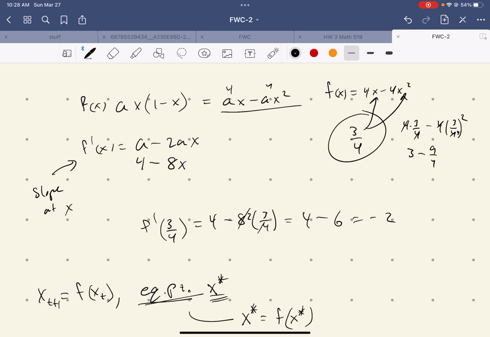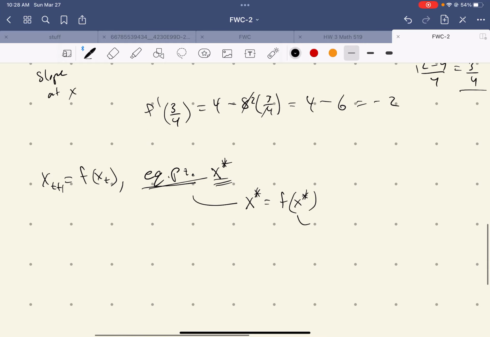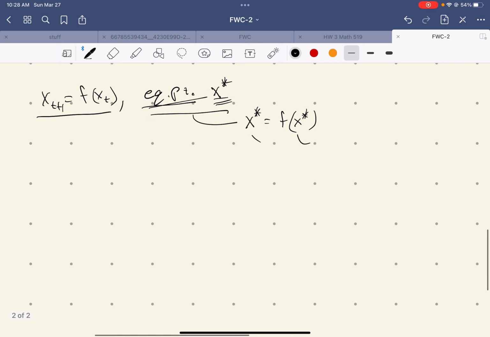And we need to get a common denominator, so I'm going to do times 4/4. So that's a 12/4 minus a 9/4. That's 3/4. So what we put in is what we got out, right? And that's what this is saying. What you put in is what you get out. That's what an equilibrium point is. Okay, so we have an updating function. We have an equilibrium point.